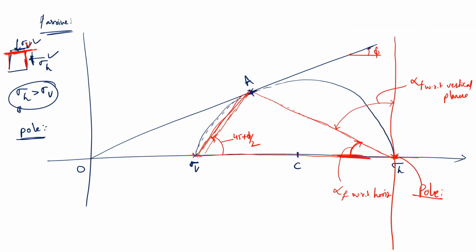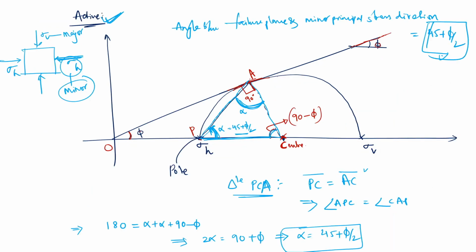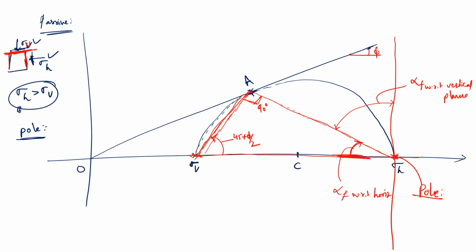See, in a semicircle, if you draw two lines from the two ends of the diameter and they touch a point on the semicircle, they make an angle of 90 degrees. This we must all know. And this is 45 plus phi by 2 because we have derived that. Now what is this angle? This angle should be 45 minus phi by 2. So now we understood this is 45 plus phi by 2, this is 90, and this is 45 minus phi by 2.